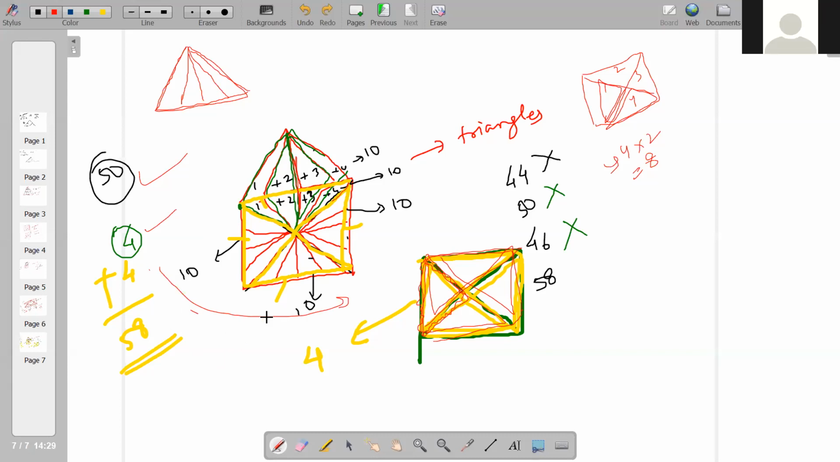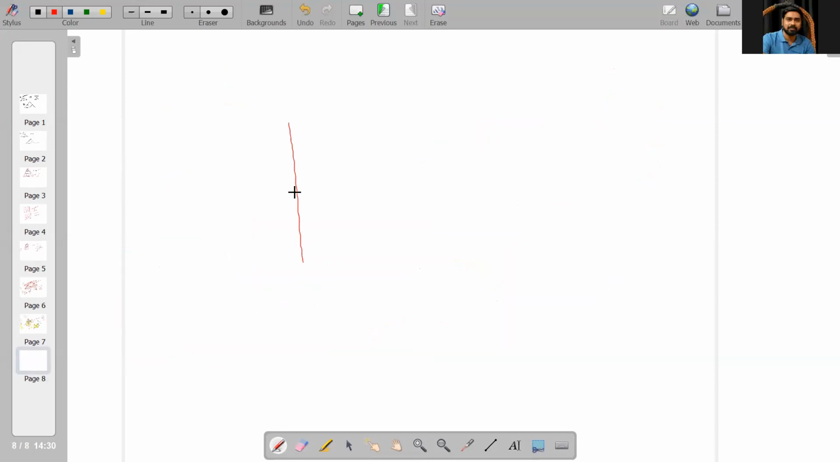Sir, why can't we use the square formula? 16 into 2, 32, and here we get 40 completely. Why can't you use the square formula? You counted the square as 4 triangles, right? Why can't it be taken as a whole square and divided into 16 parts into 2, 32?